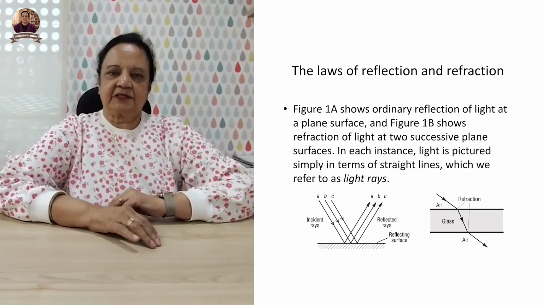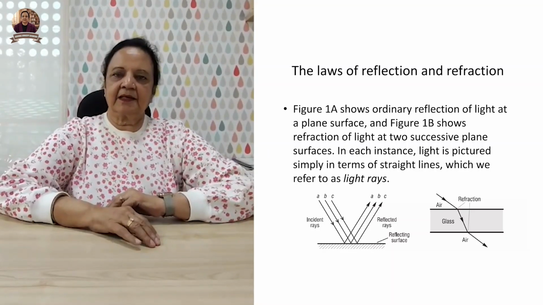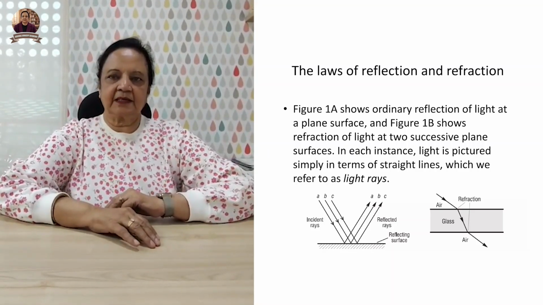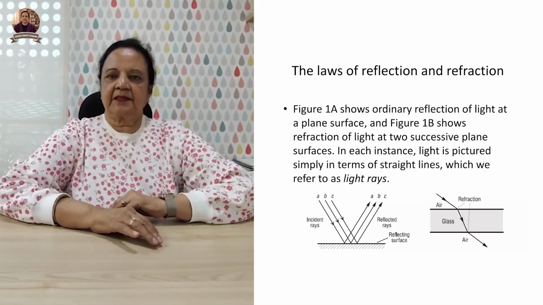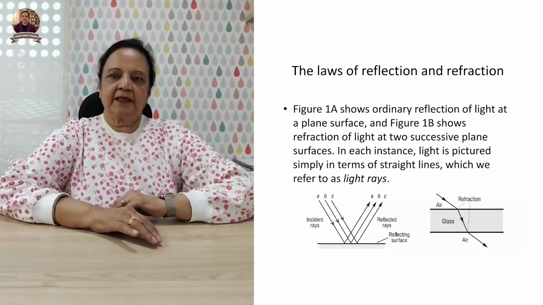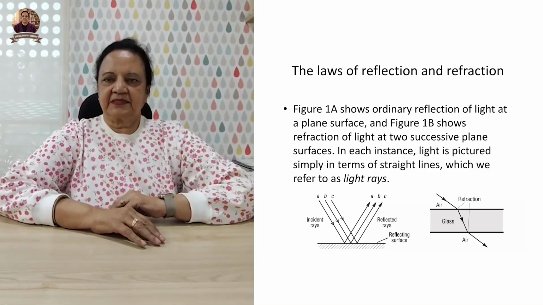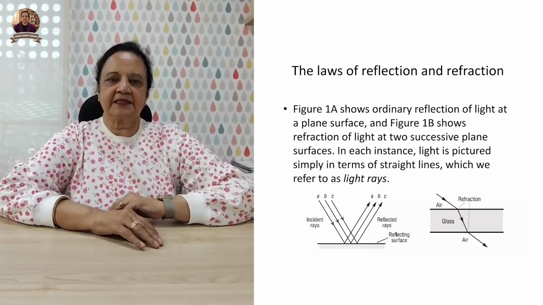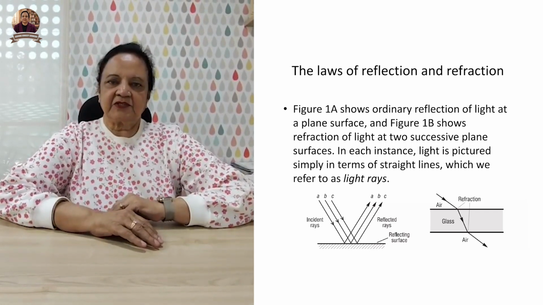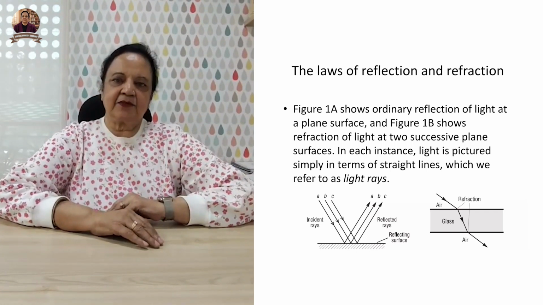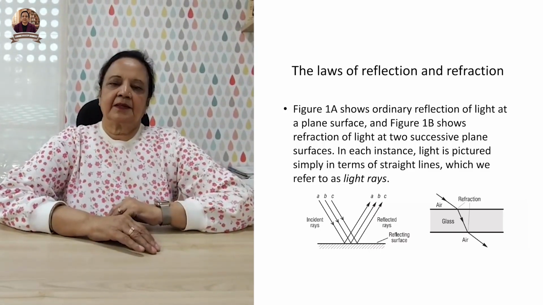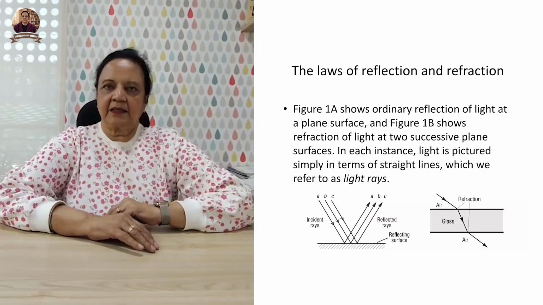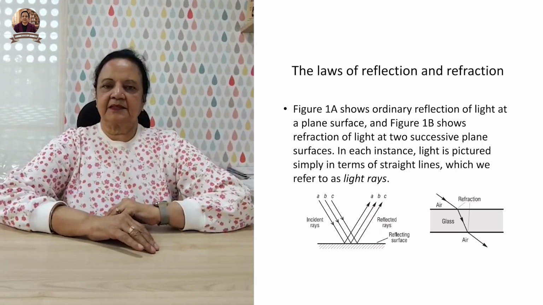Laws of reflection. Two laws are there. Angle of incidence is equal to angle of reflection, and the incident ray, the reflected ray and the normal at the point of incidence, they all lie in the same plane. Refraction follows Snell's law, and the incident ray, the refracted ray and the normal, they all lie in the same plane.